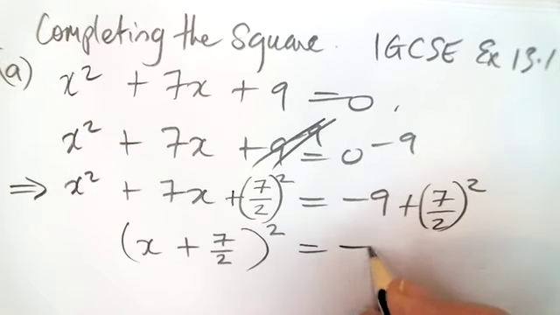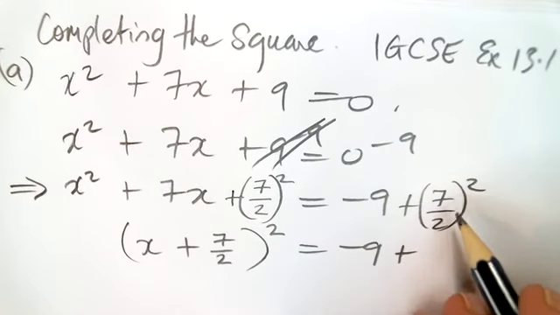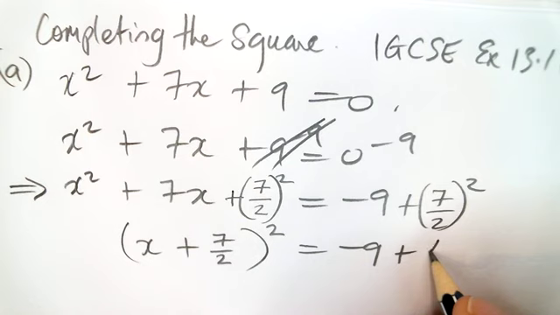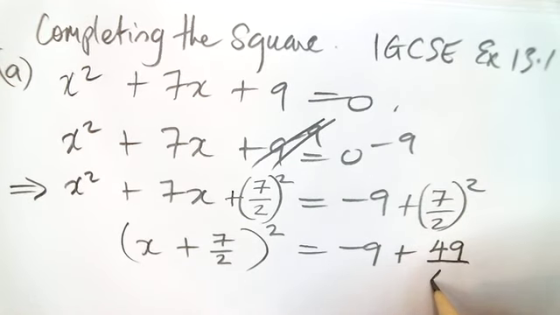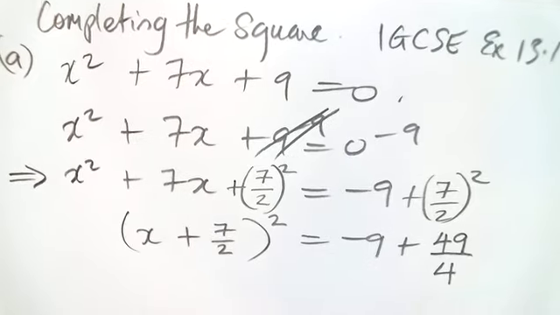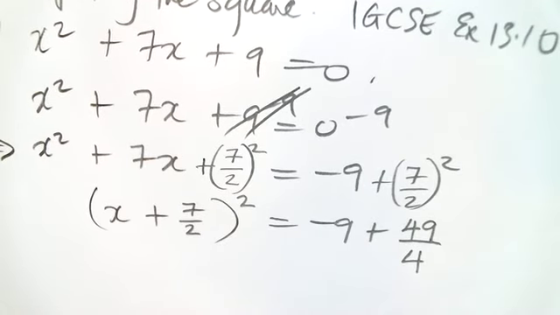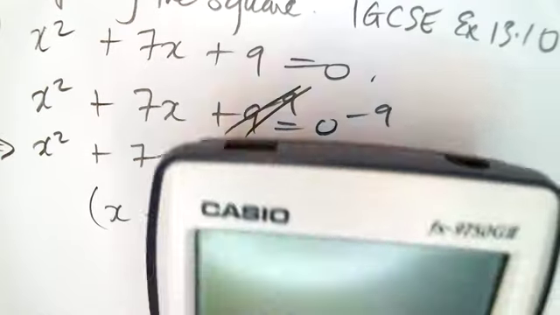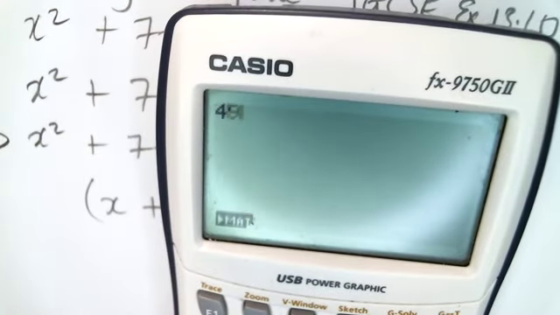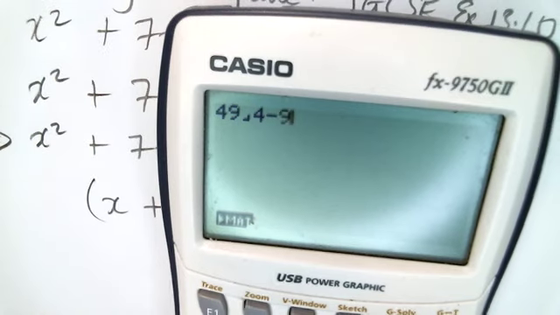So I've got a -9, and I've got here 7 squared is going to be 49, and I've got a 2 there, and 2 squared, of course, is going to be a 4. So I can turn that into an improper fraction. I've got 49 on 4 though. That's really interesting. So let's actually do that on the calculator. 49 on 4, and I'm going to subtract 9. Let's see where I land. So 49 on 4 minus 9.